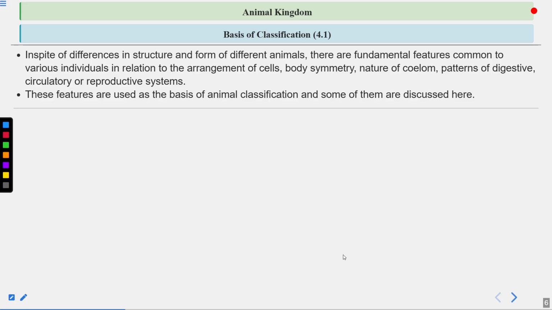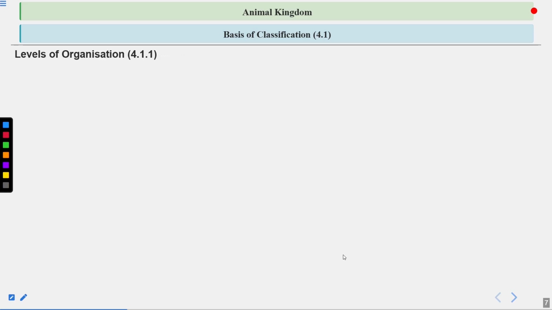So we will discuss these fundamental features, and apart from that, there are some specific features that are found in that particular phylum only. So that thing we are also going to study. The first fundamental feature that we are going to study is about the levels of organization.